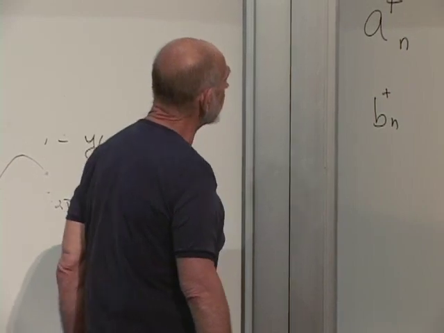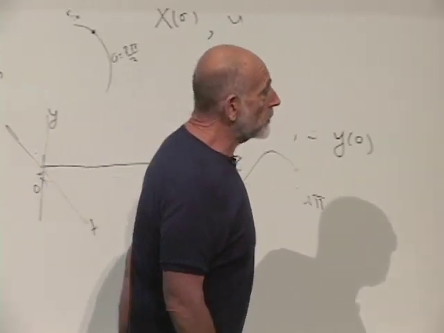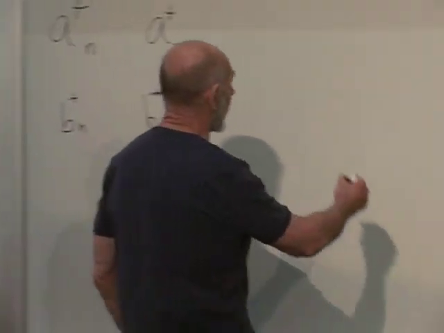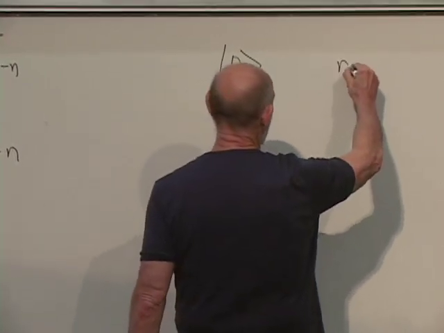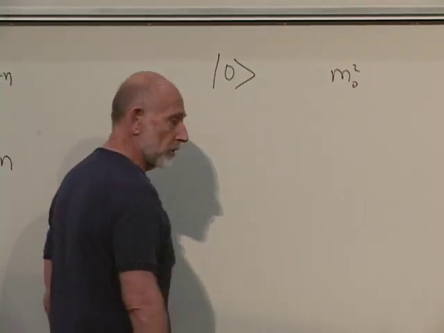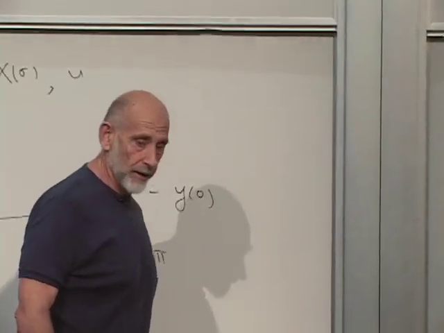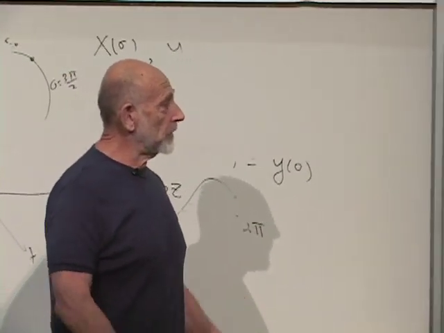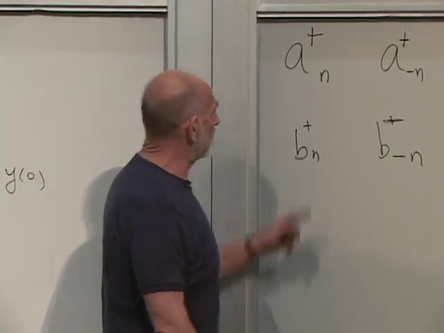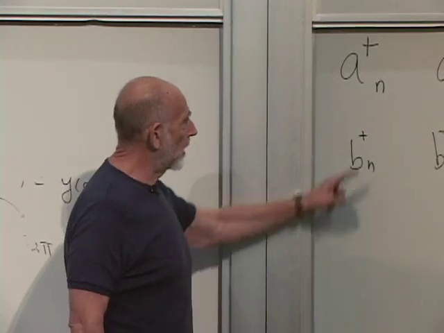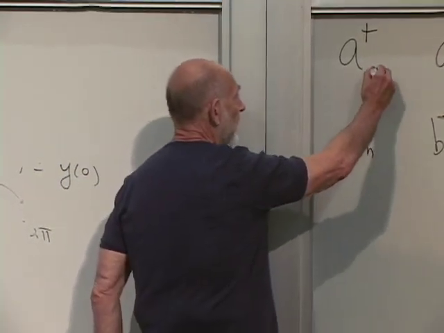Okay, so where are we now? Let's see what we can make. The first thing we can presumably have is the ground state. Whatever the ground state is, it has some mass squared, which I'll just call m naught squared. What excitations can I make? Well, I can excite it with A plus 1.